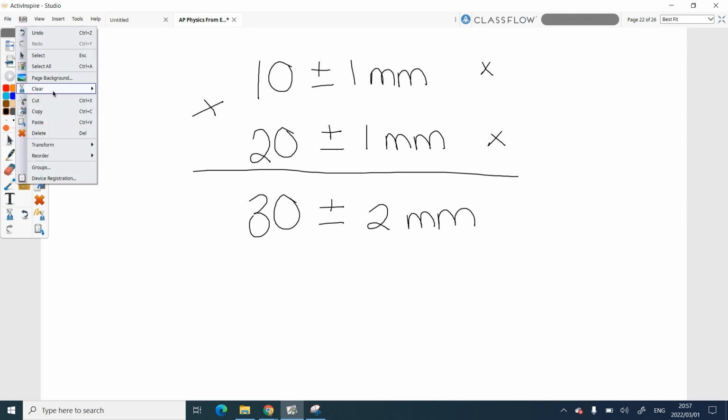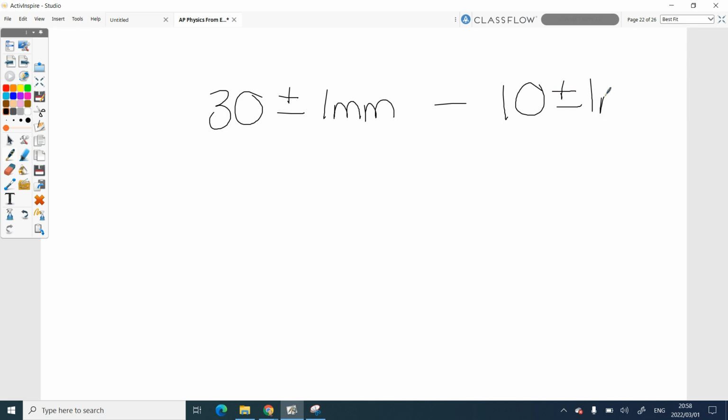If we are going to minus values from each other, the same thing. If it was 30 plus or minus 1 millimeter, and I say, okay, I'm going to minus 10 plus or minus 1 millimeter from each other. So do the maths first without the uncertainty. So it's 30 minus 10 is just straightforward 20 millimeters. And then you think about your uncertainty, plus or minus 1 millimeter, plus or minus 1 millimeter. So they both have an uncertainty in. So I'm not going to minus the uncertainties from each other, because that will give me 0.